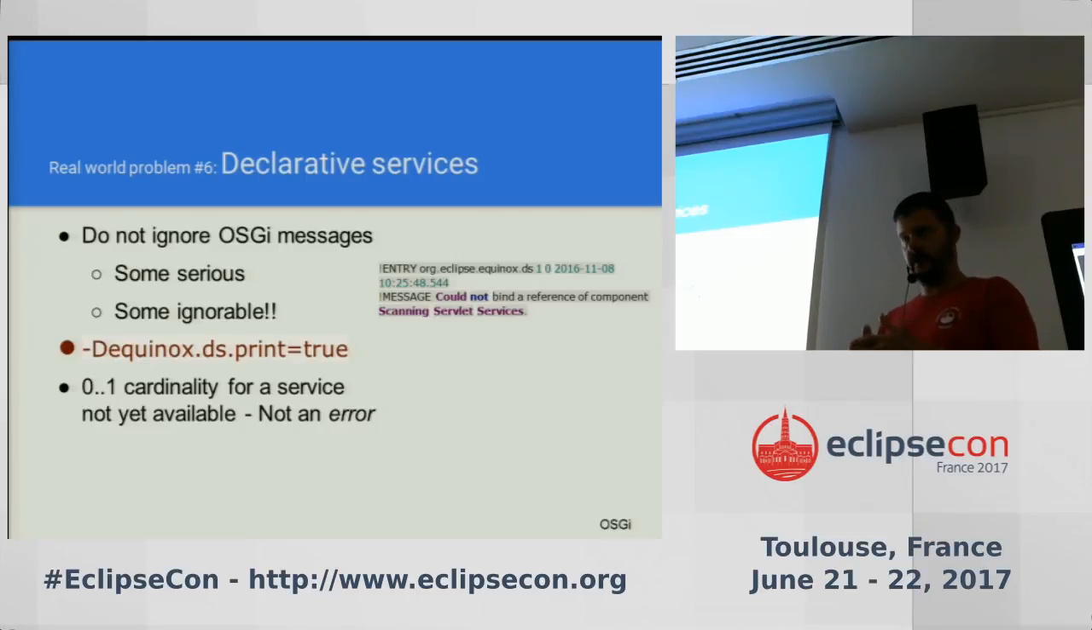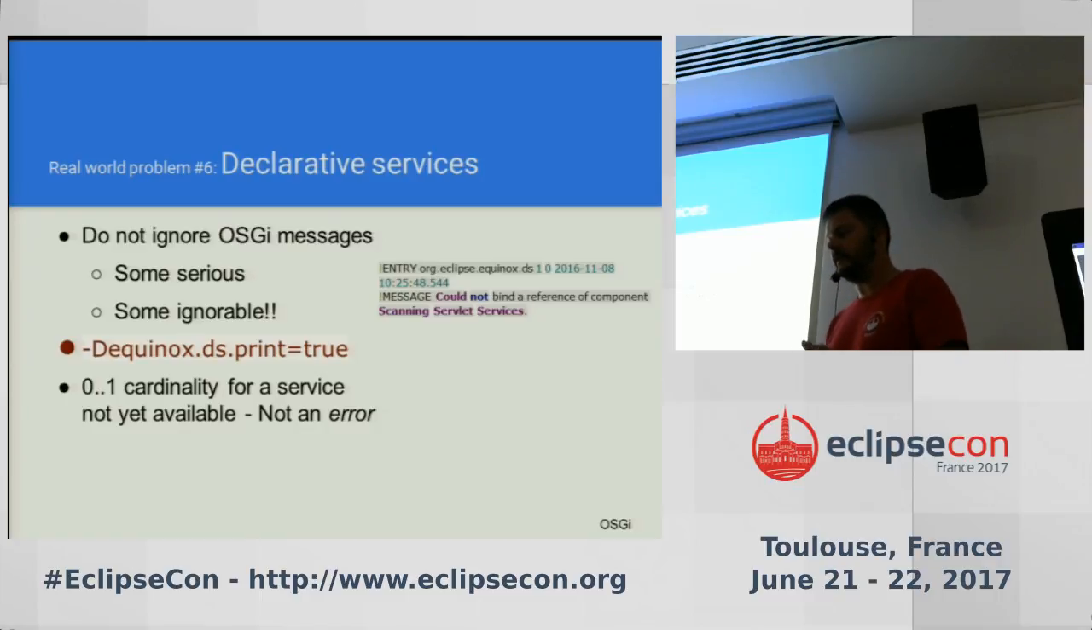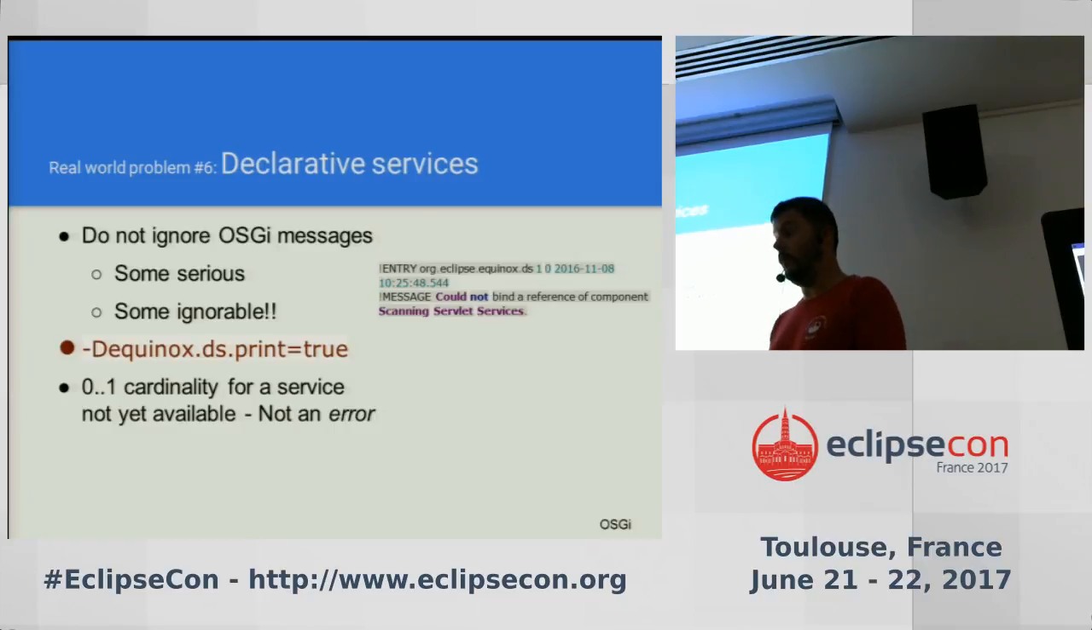Sometimes the code just works, and you get lots of error messages, and then everything's fine. Other times it's not working, and that's the only message you get. So we set this system property, Equinox DS print, which helped, and as I say, we got the cardinality right, which helped. And that's still an issue today. We still have lots and lots of messages in certain configurations that pop up, and we have to figure out where those services have gone.